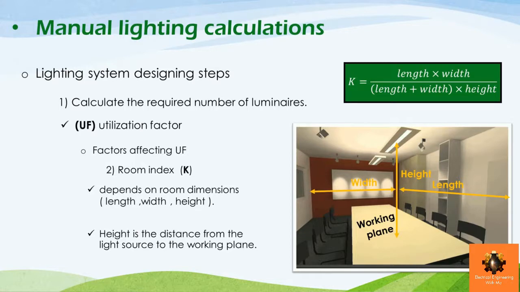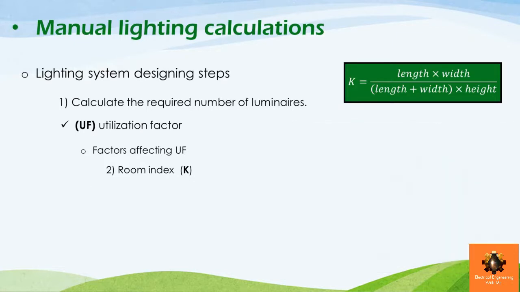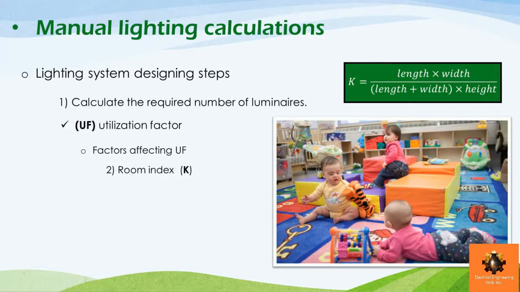But also the working plane has no fixed value, as it depends on the nature of the room. For example, if we are designing the lighting system for a kid's room, as kids play on the ground, the working plane in that case will be the floor of the room, as the floor is the object which we need to focus on, so we need the lighting system to illuminate the floor of the room. And in that case the working plane will be 0, hence the height will be the total height of the room starting from the ceiling till the floor of the room.